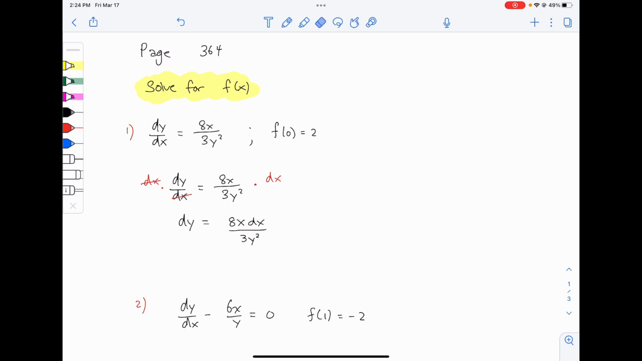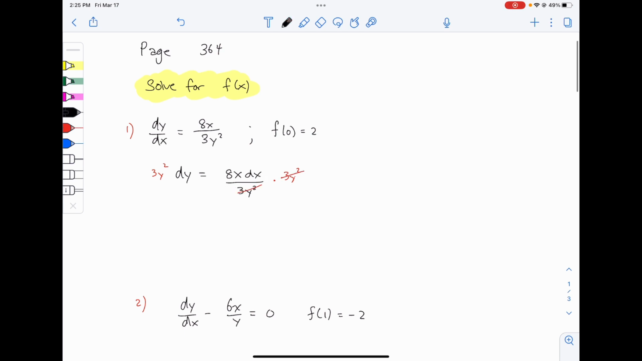Once again, I'll go through a comprehensive explanation of why this works in class, because if you're watching this video online, it's not going to make a lot of sense. So once we have this, I'm going to erase this part over here. We're going to do the exact same thing, and multiply both sides by 3y squared. These two cancel out, and now we are left with 3y squared dy is equal to 8x dx.